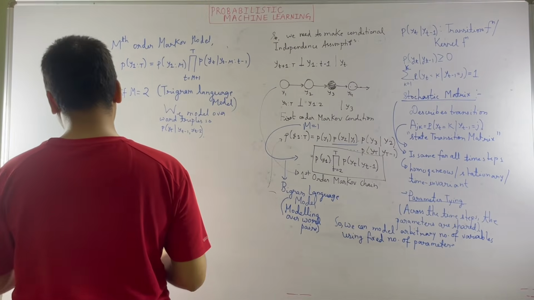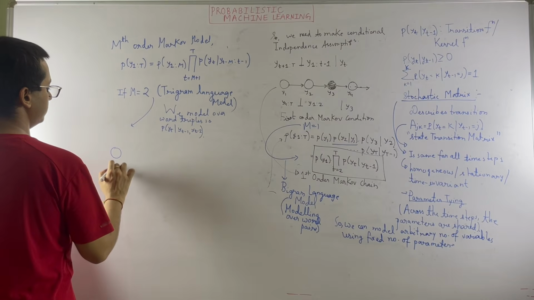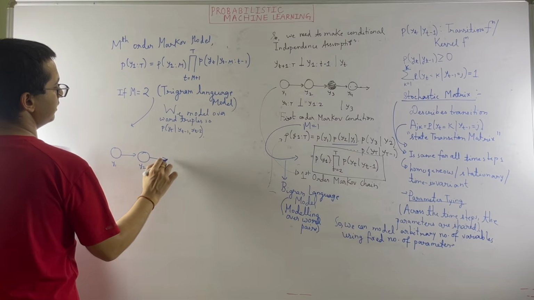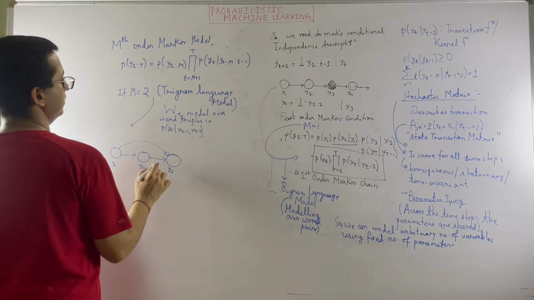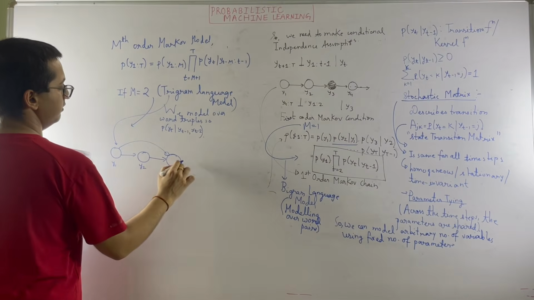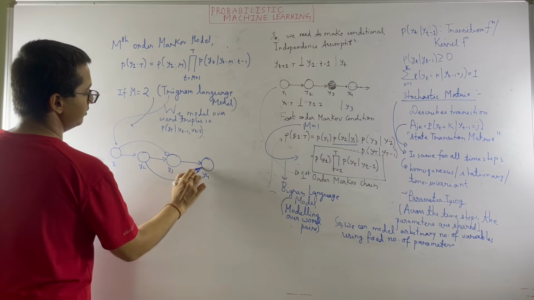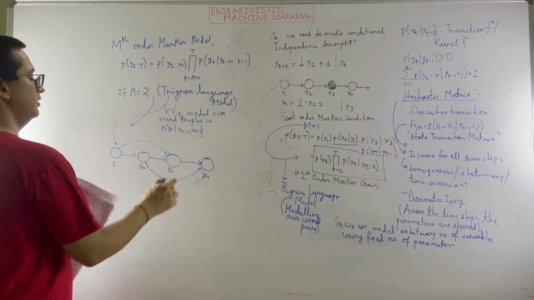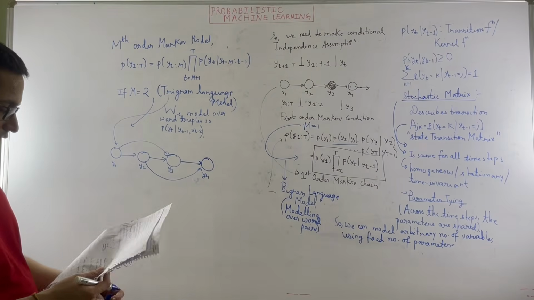Now there's another point: if I want to draw it for the trigram, how will the structure look? For y1 and y2 it only needs y1, but for y3 it will need y1 and y2. y4 will need y3 and y2. So this is the graph DAG for the trigram language model.